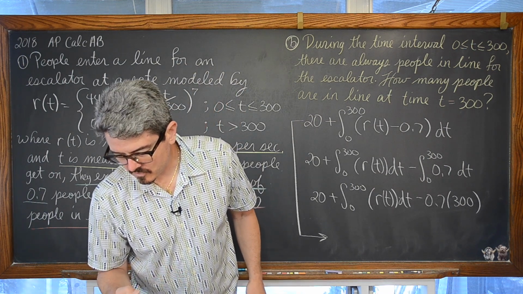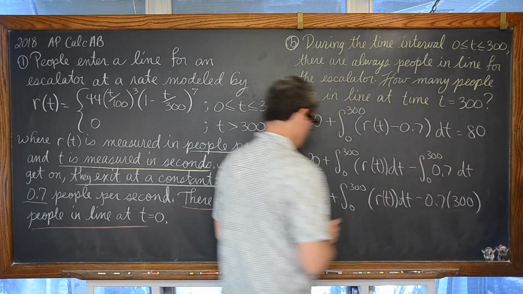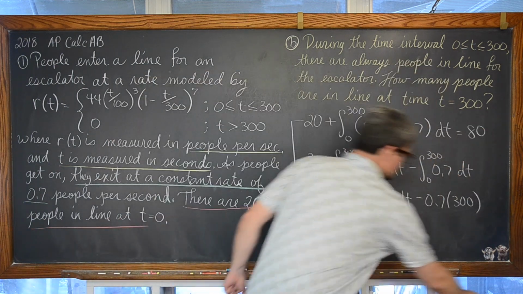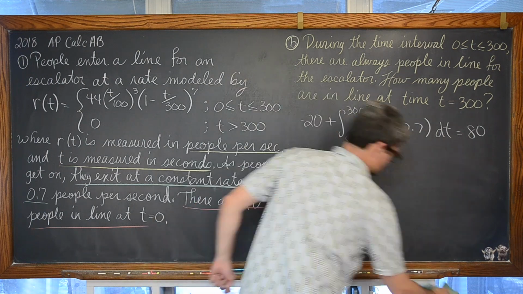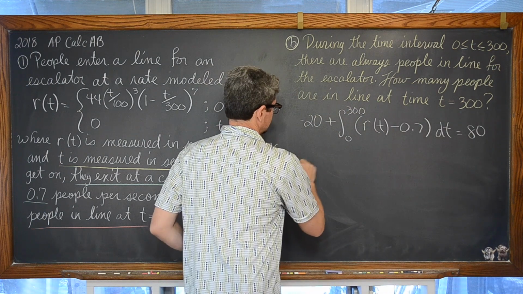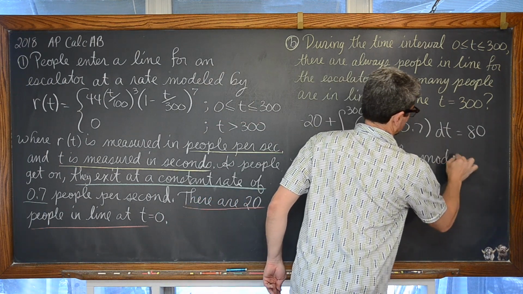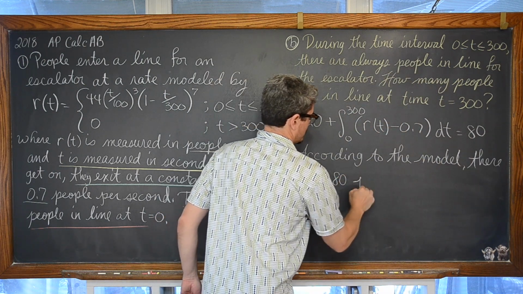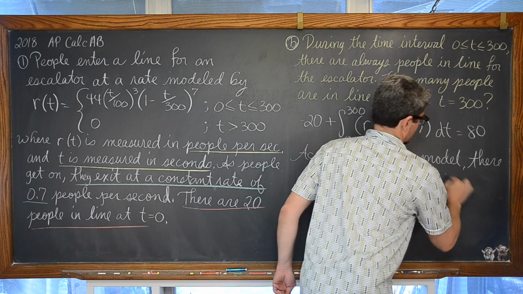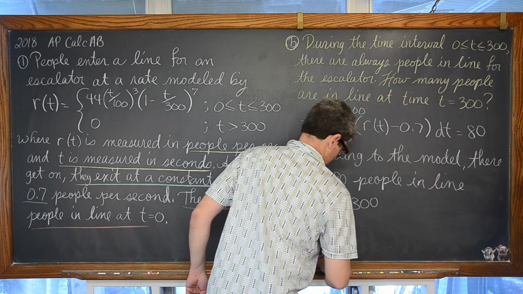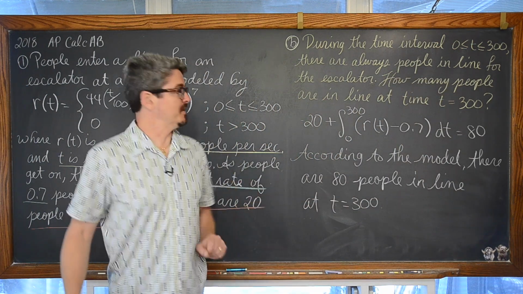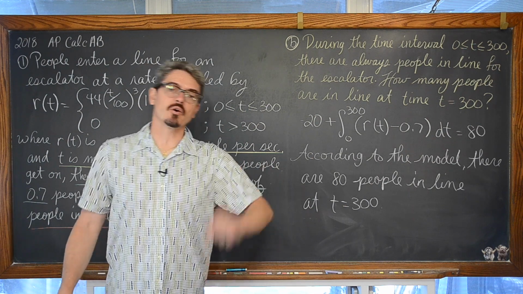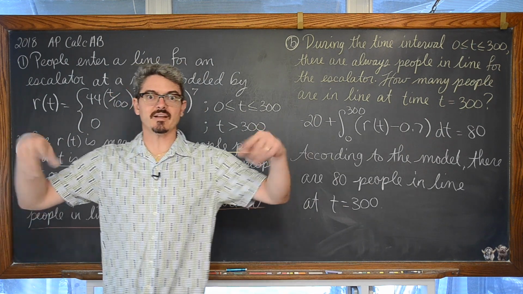You'll be in terms of x, the way your calculator goes, and it'll bring out the correct answer of 80. So, again with that language, according to the model, there are 80 people in line at t equals 300. And that is all there is to part B. Part C coming up right now.